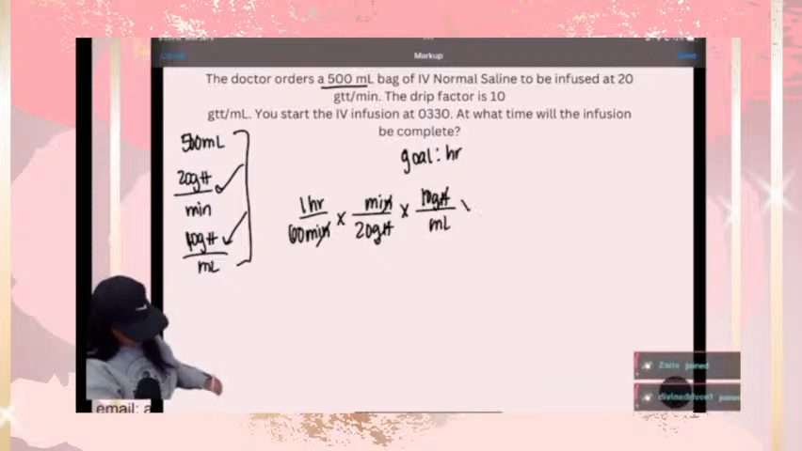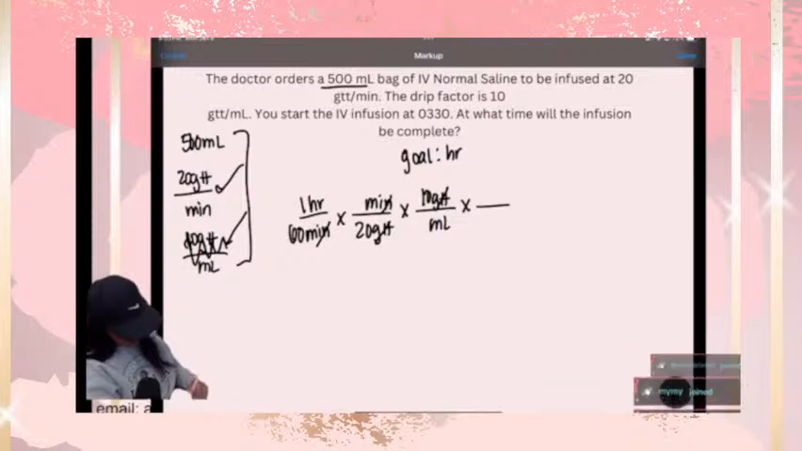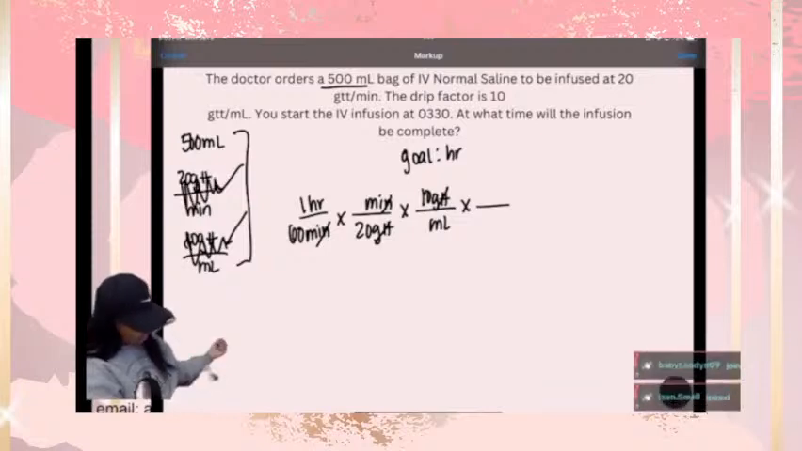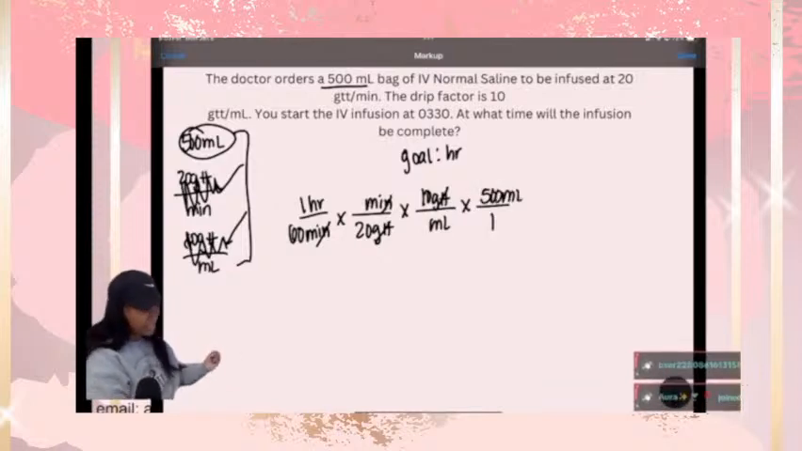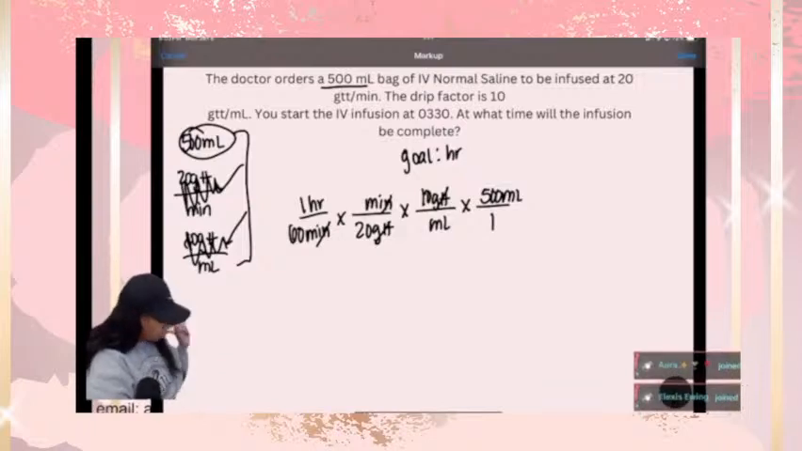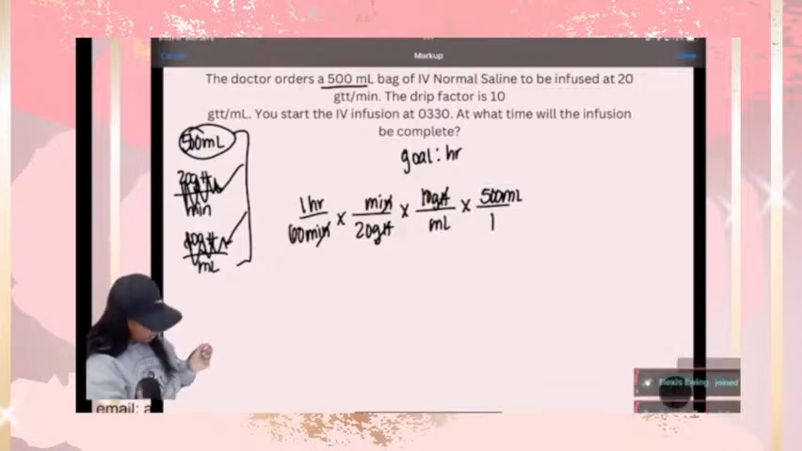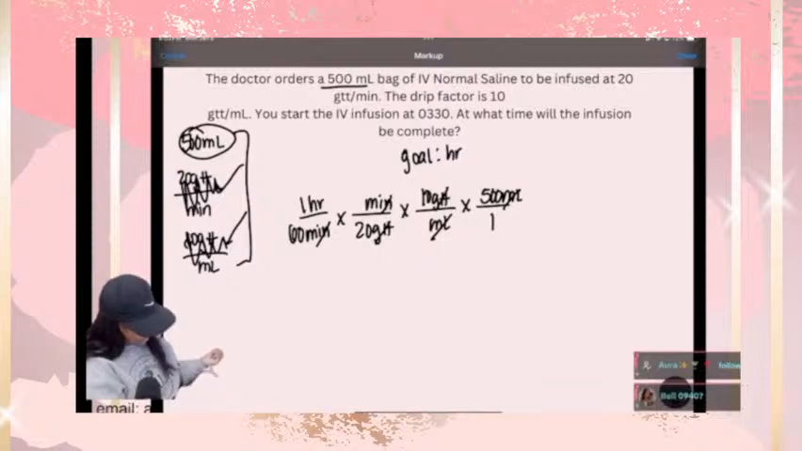Drops are crossed out. Okay, so we've used this, and then we have milliliters on the bottom. And look, we got 500 milliliters right there. And it's all by itself. It's not in a relationship with anybody. It's single, so we'll put it over 1, okay? And everything has crossed out except for hours, okay?